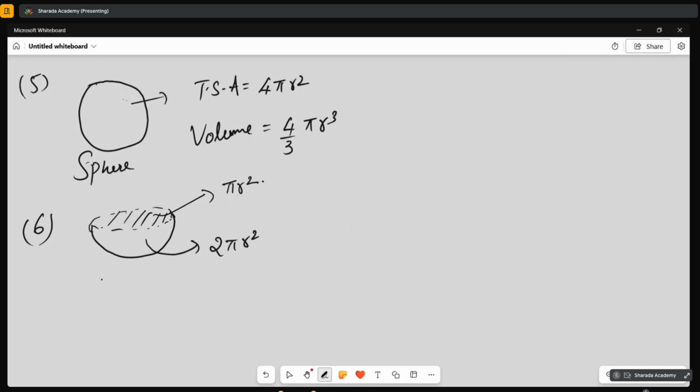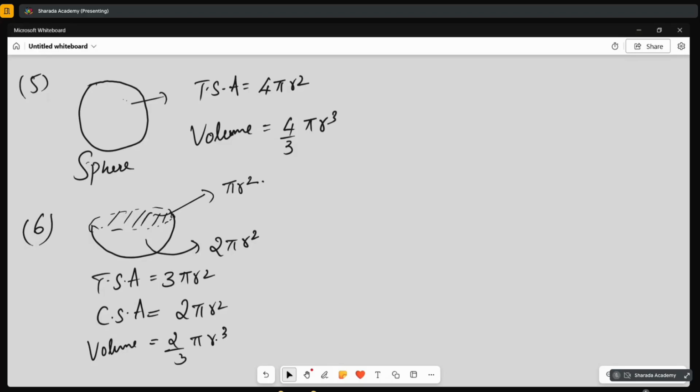So total surface area will be 3 pi r square, and curved surface area will be, how much will be the curved surface area, Sahana? 2 pi r square. And what will be the volume? 2/3 pi r cube. Why 2/3 pi r cube?